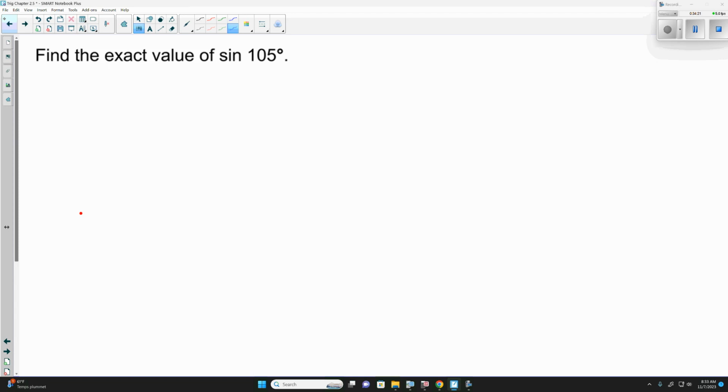Let's get through at least one or two more. Now, sine of 105 degrees. We want to find the exact value using our half angle formulas. Or really, we're wanting to use the unit circle because 105 degrees is not on the unit circle. But if we take 105 and multiply it by 2, we get 210 degrees. 210 degrees is on the unit circle.